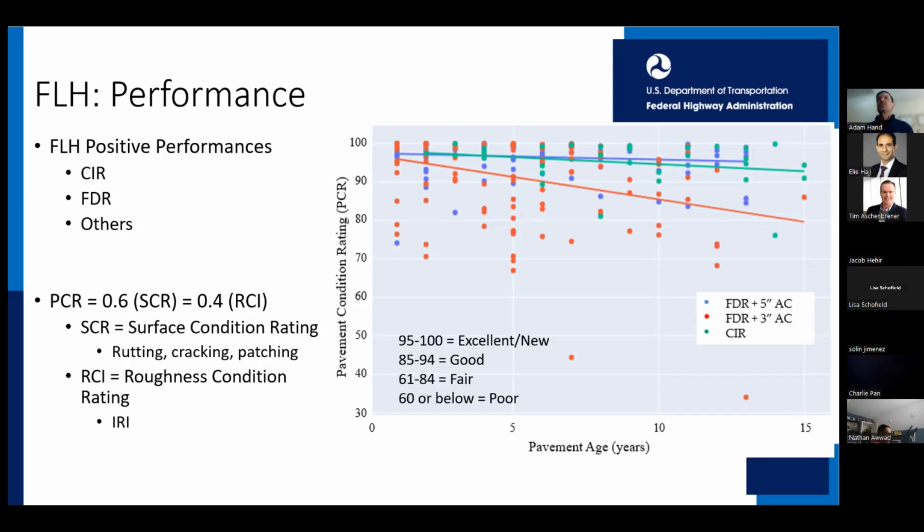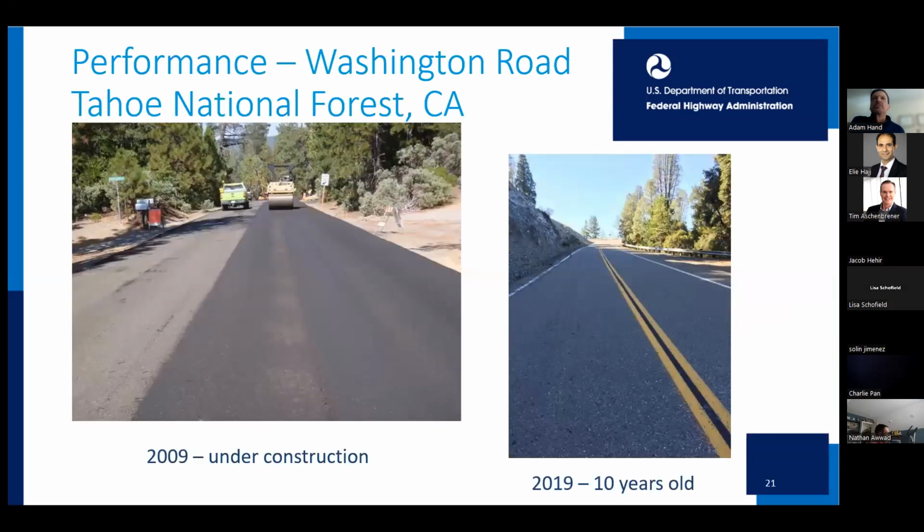But what's really encouraging is that out at 15 years, there's a whole lot of pavement that is still in that good condition range. Again, very, very positive data, especially for the CIR and the FDR with the thicker hot mix. And these are some examples of projects. The one on the left is Washington Road. It's in the Tahoe National Forest off of US 20 in Northern California.